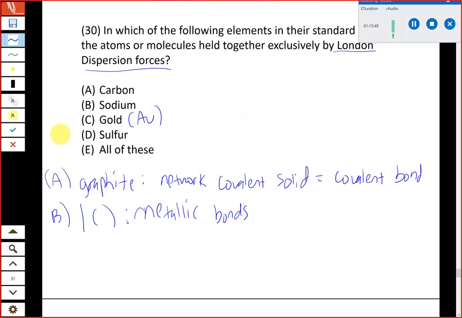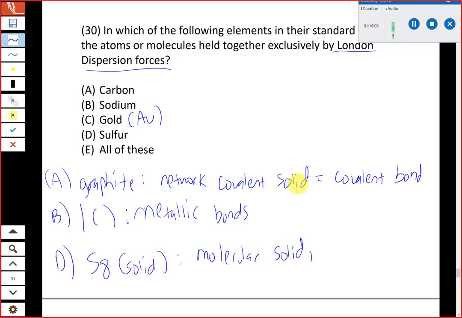And then finally, for choice D, we have to think about the standard state for sulfur, which is S8. It is a solid in its standard state as well. And basically, it's going to be consisting of molecules of S8, so it's a molecular solid.